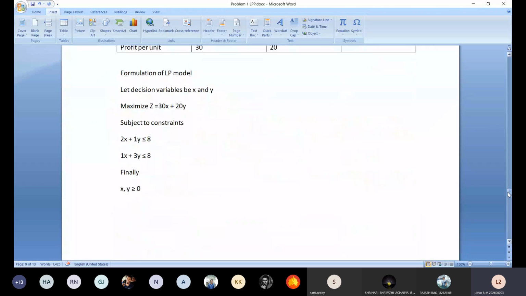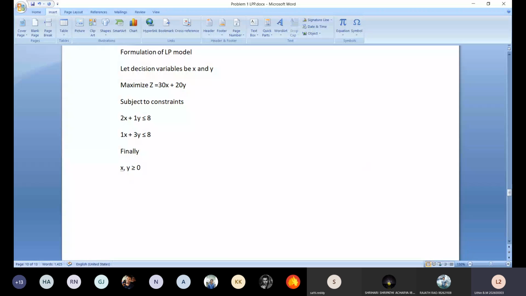So now, once it is done, what do we have to do? Yes, we have formulated the LP model. Corner points. So firstly it was about formulation of the LP model, then we have to find out the corner points. When I say corner points, we have to look at the constraints. We have two major constraints here: 2x plus 1y is less than or equal to 8, and the other one is 1x plus 3y is less than or equal to 8.